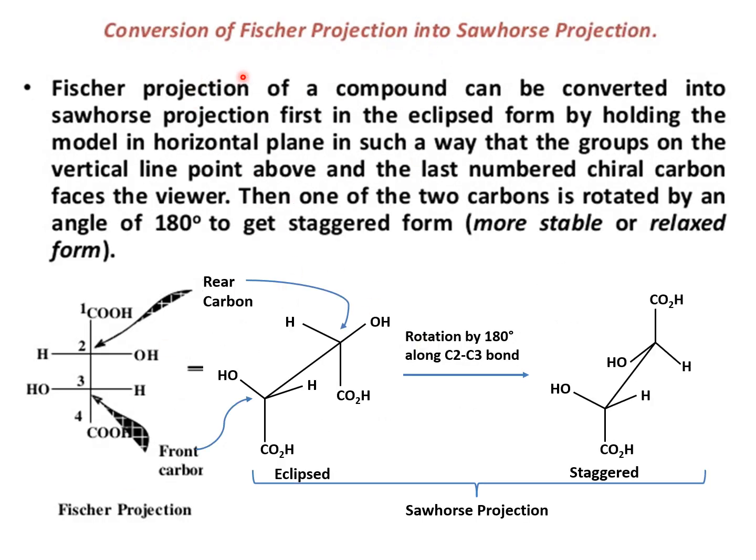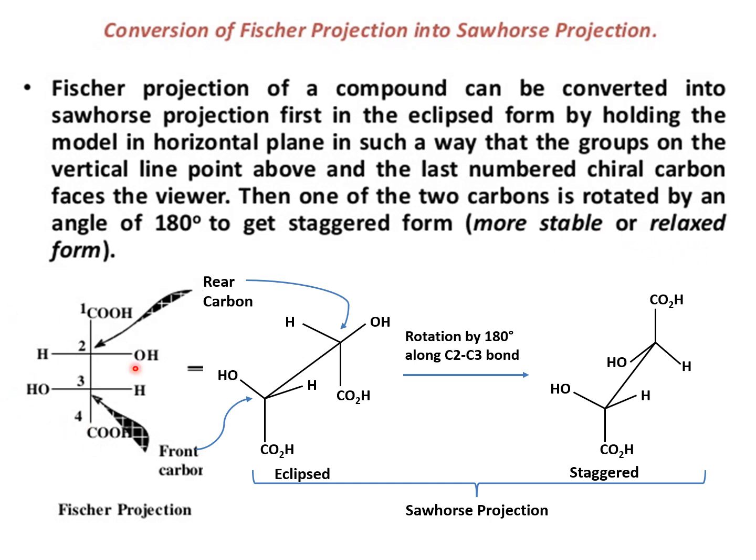So in this slide, you can see how to convert Fischer projection into Sawhorse. In order to convert Fischer to Sawhorse, certain rules we have to follow. Let us see. A Fischer projection of a compound can be converted into a Sawhorse projection, first in the eclipsed form, by holding the model in a horizontal plane in such a way that the groups on the vertical line point above and the last numbered chiral carbon faces the viewer. Then one of the two carbons is rotated by an angle of 180 degrees to get the staggered form, the more stable or relaxed form.